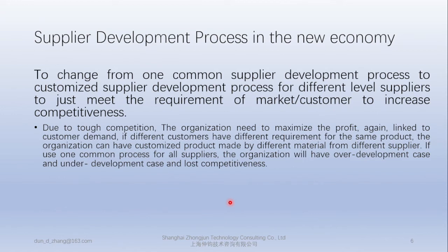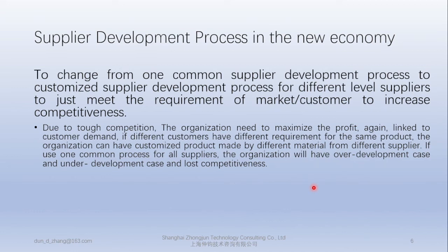We have the same bearing, but the bearing can be used for the automotive business, or it can be used for washing machines and air conditioners. The requirement is totally different. So the organization can customize the product, made with different materials from different level suppliers.